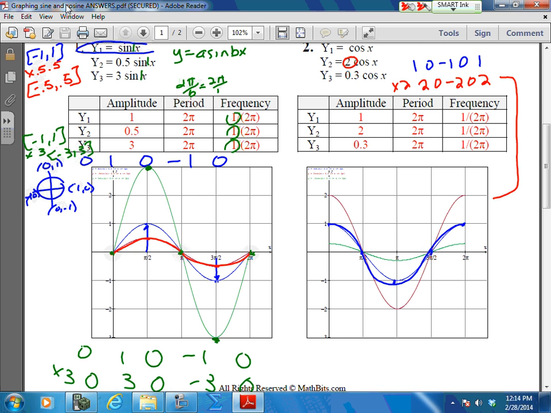Here's your quadrants. At the 0, you're 2. At the 90, you're 0. At the 180, you're negative 1. At the 270, you're 0. At the 360, you're back to 1. So here, sorry, 2 actually, because we amplified it. So just keep following this one.